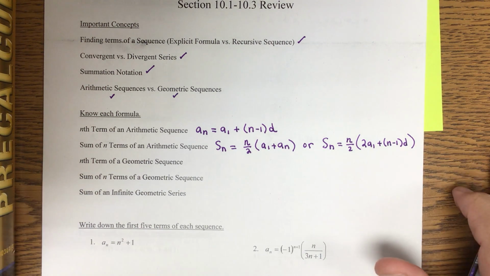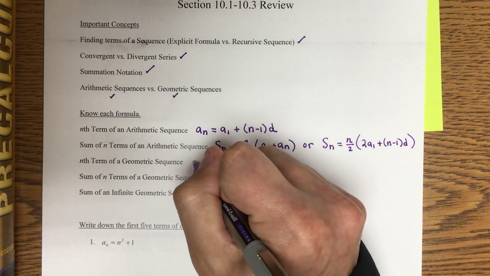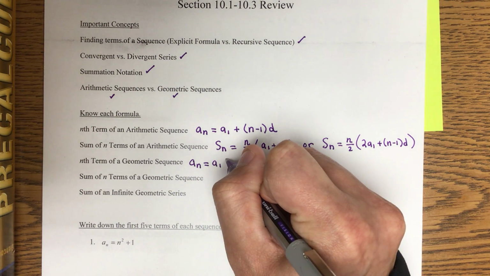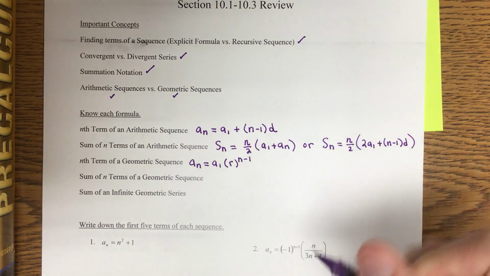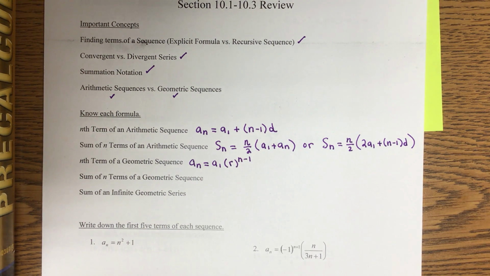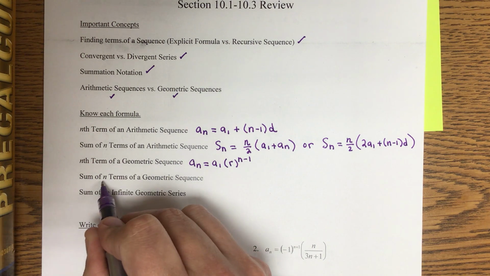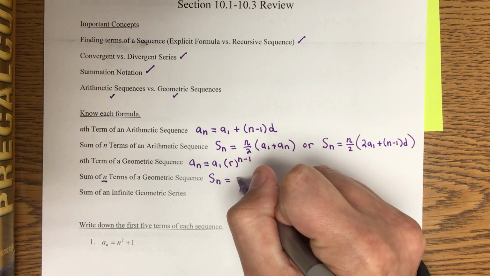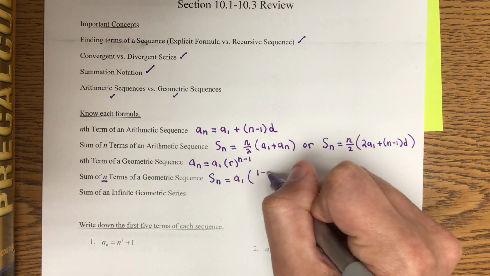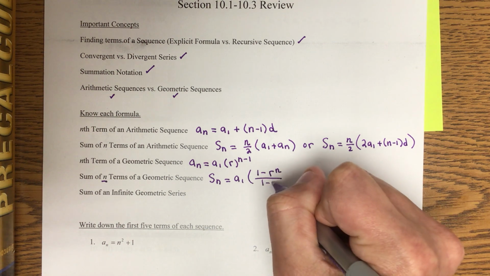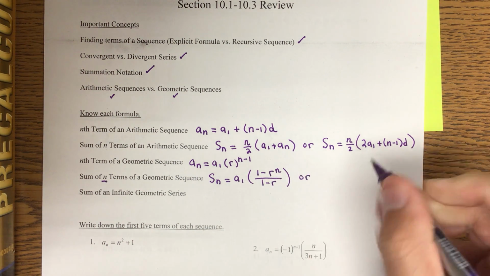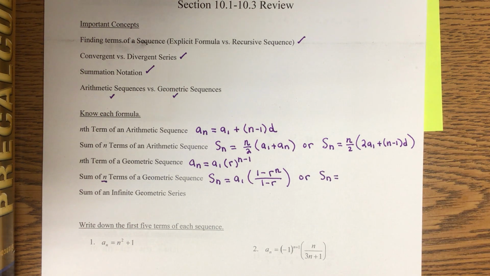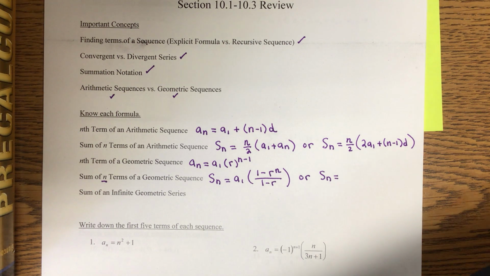But that was arithmetic. For geometric, the nth term is a sub n equal to a sub 1 times r to the n minus 1 power. For a finite geometric sequence, because it says n, S sub n is equal to a sub 1 times 1 minus r to the n power all over 1 minus r. There is another formula to this as well. S sub n is equal to, and I'm going to double check this just to make sure I write it down correctly.